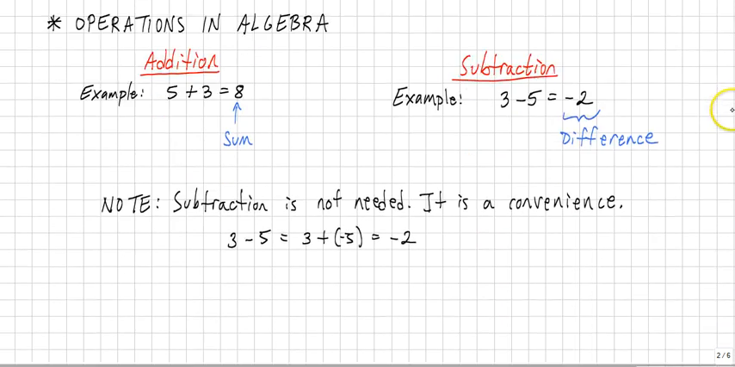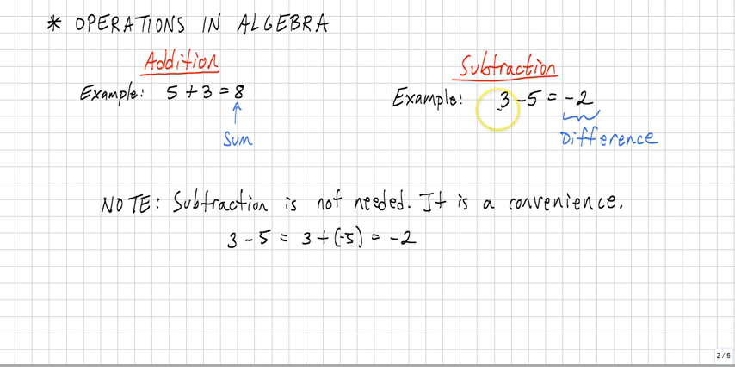All right, so let's remind ourselves what we're allowed to do in algebra as far as operations are concerned. It's the same four you're used to. Addition is when you add two numbers. For example, 5 plus 3 adds to 8, and we call 8 the sum. So 8 is the sum of 5 plus 3.